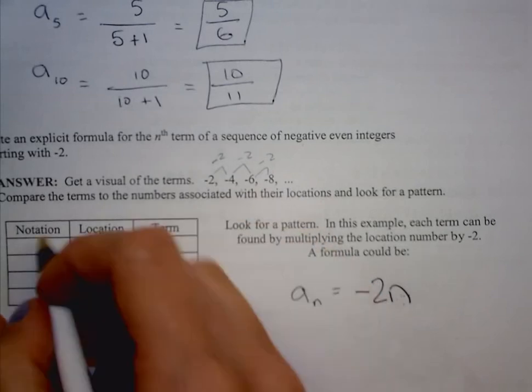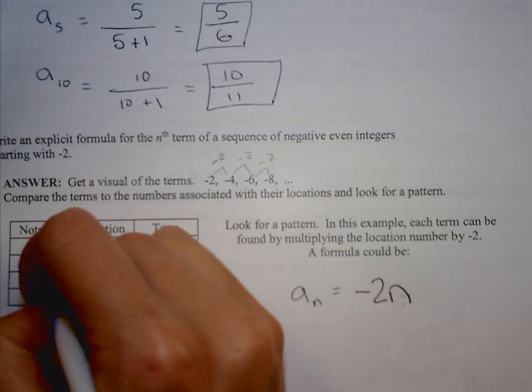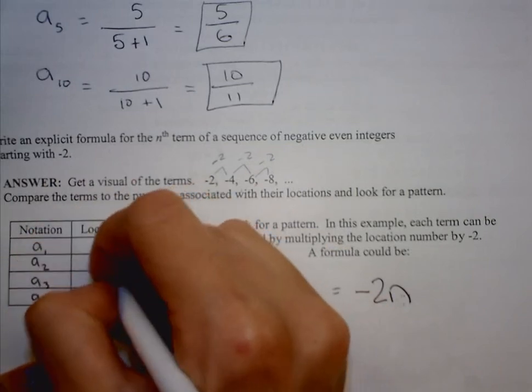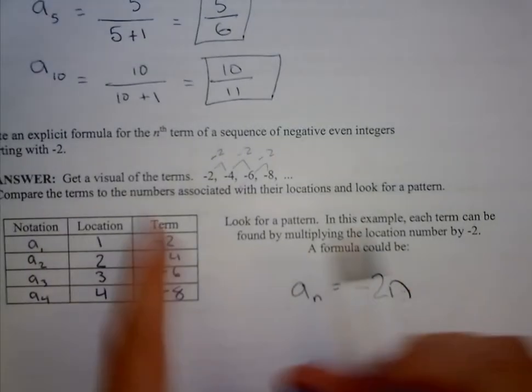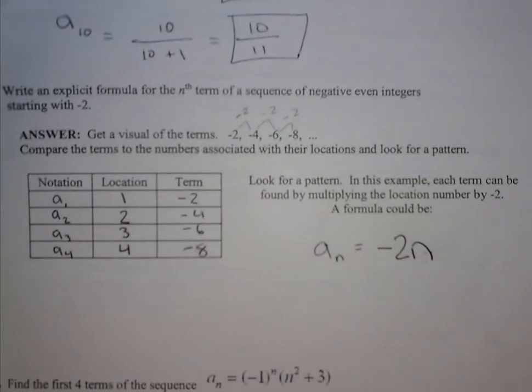My notation is first term, second term, third term, fourth term. So the location is the first term, the second term, the third term, and the fourth term. So this equation would satisfy that number of terms.